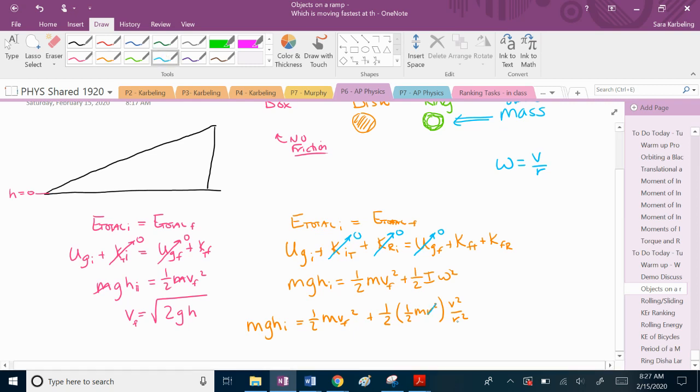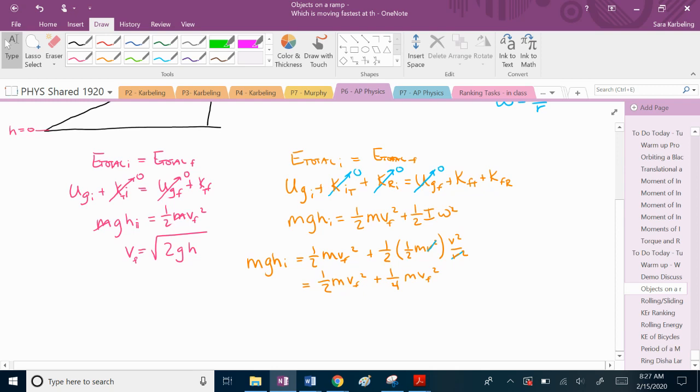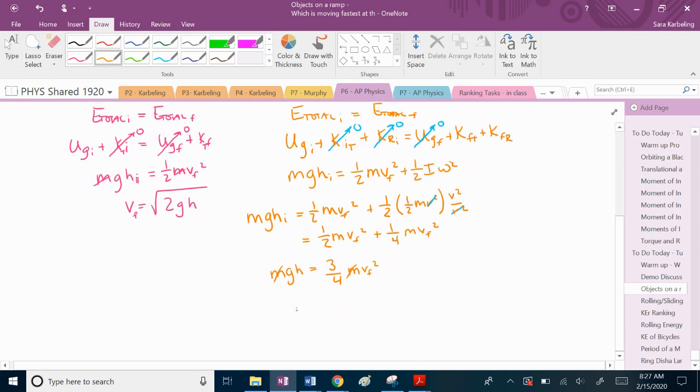Because there's an r squared in here and there's an r squared out there, that's going to be really nice. So we can write the right-hand side of this equation as 1/2 mv final squared plus 1/4 mv final squared. On the right-hand side, 1/2 plus 1/4 is 3/4, right? So we've got 3/4 mv final squared equal to mgh. The m's are going to go away, and we can solve for the final velocity for the disk.